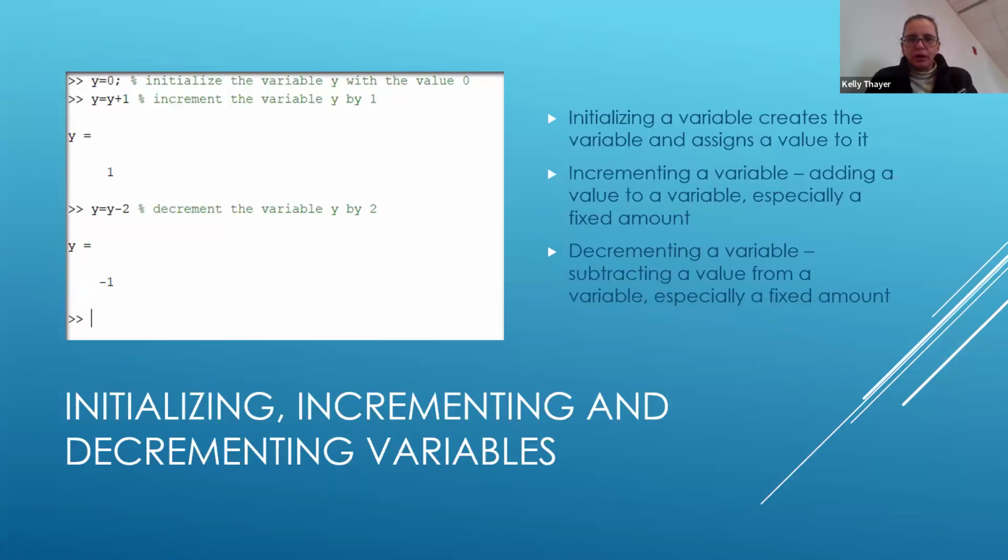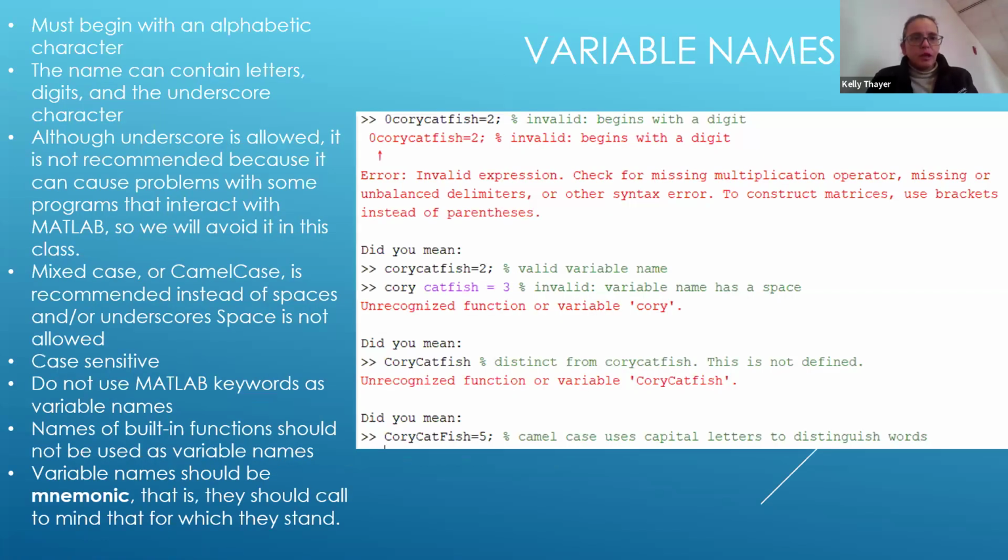So initializing a variable will create that variable, and it assigns a value to it. You can increment a variable by adding a value to it. So we're showing some of that here. Y gets the value of y plus 1, right? So here it's initialized, you add 1 to it. You can also do decrementation by subtracting, and it works a lot like other programming languages if you have some of that experience.